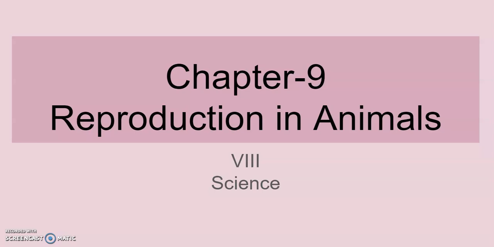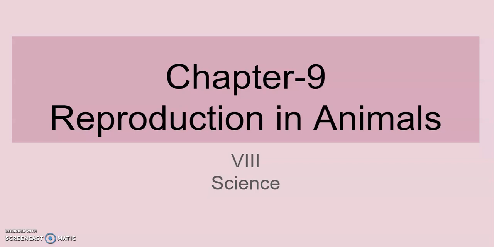Good morning, 8th class. So here we are at our chapter number 9, that is reproduction in animals. In class 7, we have studied about reproduction in plants, and in this class we will learn about reproduction in animals. So as we all know that all living things reproduce themselves, which means reproduction means to make again or to copy. So organisms produce new organisms like themselves by the process of reproduction.